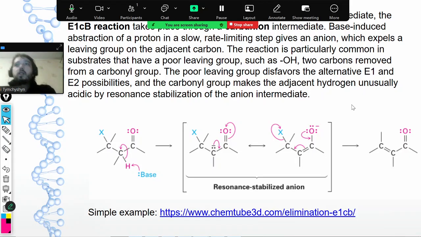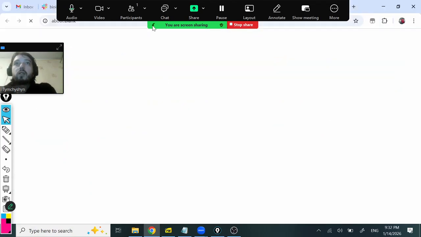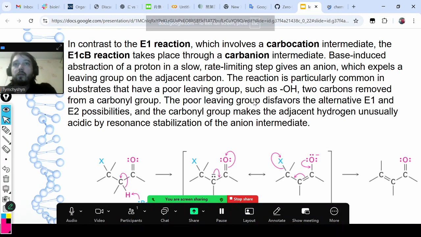The reaction is particularly common in substrates that have a poor leaving group, such as OH, two carbons removed from a carbonyl group. So the poor leaving group disfavors the alternative E1 and E2 possibilities, and the carbonyl group makes the adjacent hydrogen unusually acidic by resonance stabilization of the anion intermediate. So if this hydrogen is really willing to leave and this leaving group is a poor leaving group, you should probably expect something like this. Here's a simple example.